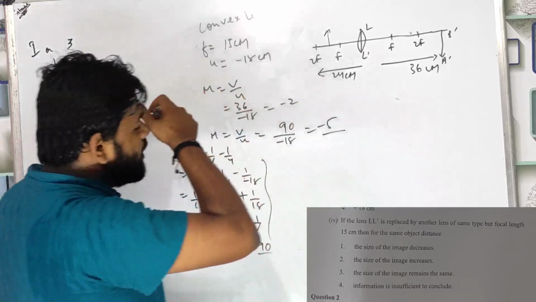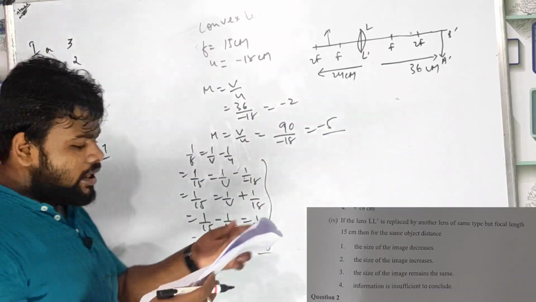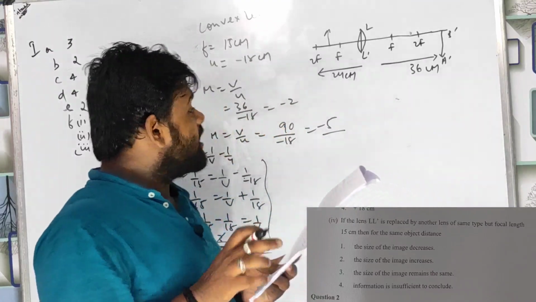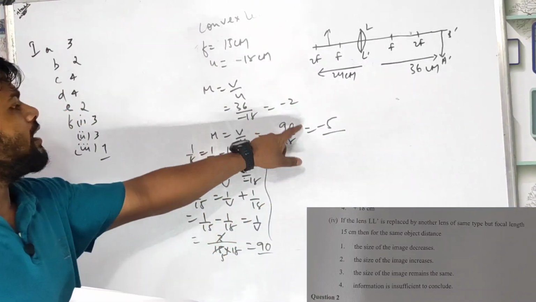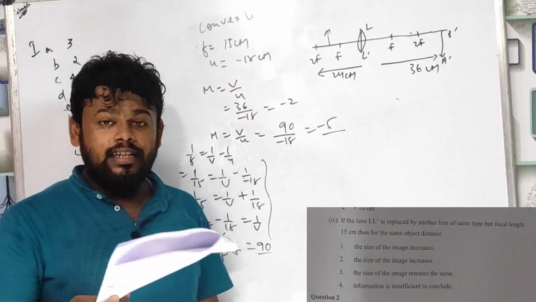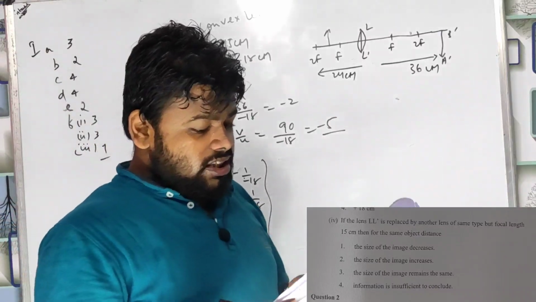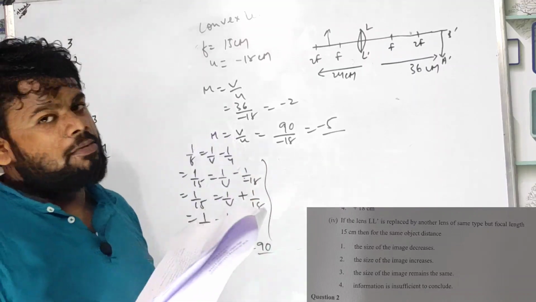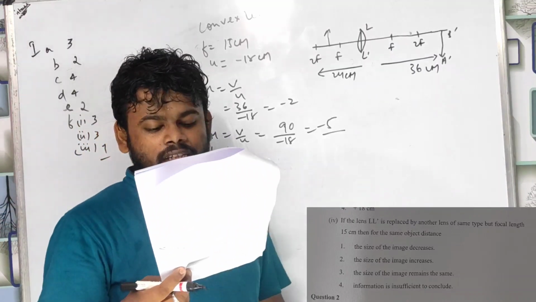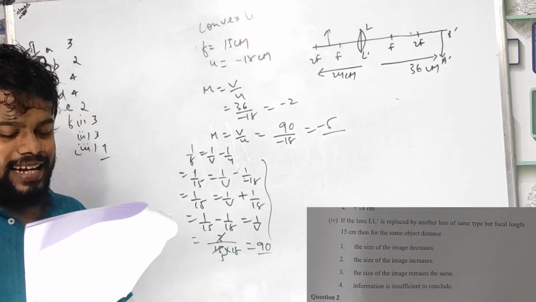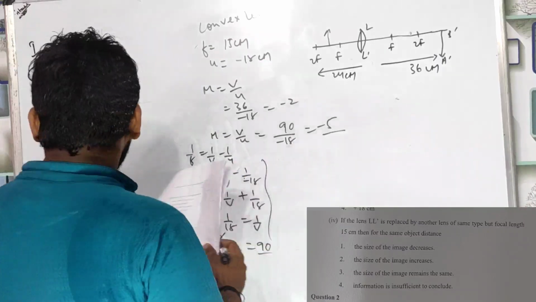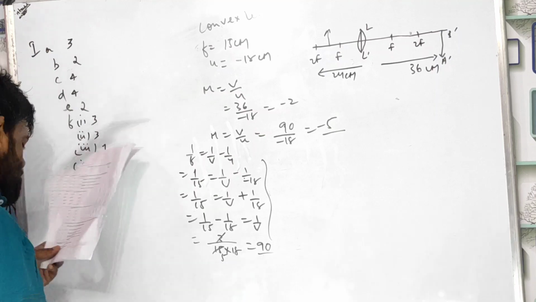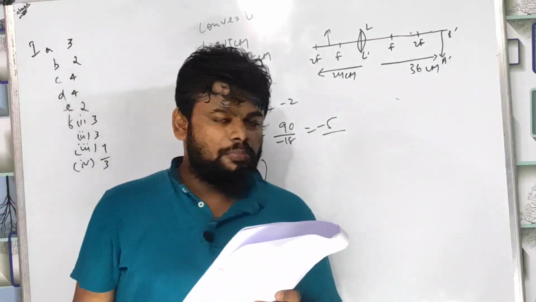So let me put 90, that is minus 5. 5 गुना, that means 5 गुना. क्या 5 गुना होगा इसमें? See the options: the size of the image decreases. कहाँ decrease हुआ बच्चों? ये तो 2 था, यहाँ पर तो minus 1. कितना बड़ा हुआ? Increase हुआ. The size of the image increases? Yes. Another option, the size of the image remains the same? No. Information is insufficient to conclude. अरे यार, answer is bit 2. That means bit 4 का number 3 answered. All right, very dhamaka questions.